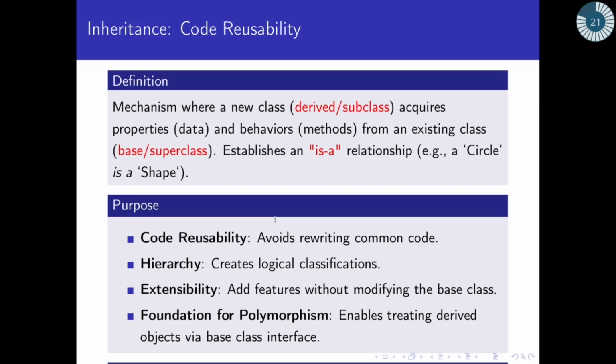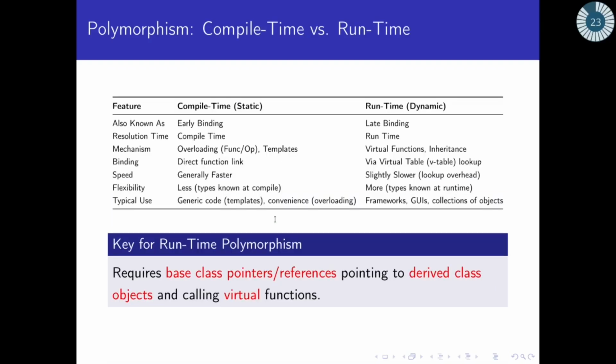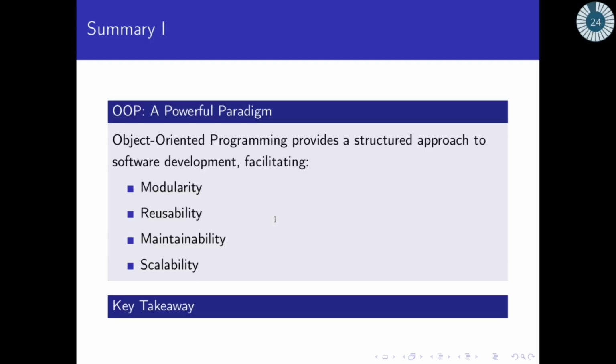Then we also have inheritance, which enables us to inherit code from superclasses. Polymorphism also comes in many forms, appearing in many forms. Let's also see compile-time polymorphism and runtime polymorphism. We will see a sample of these as we progress in the slides.